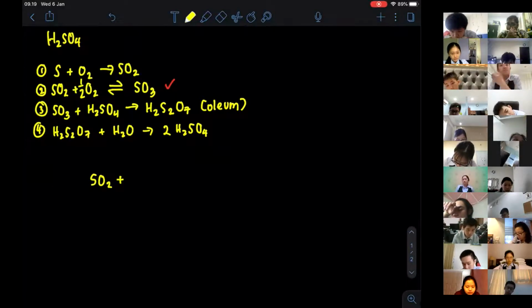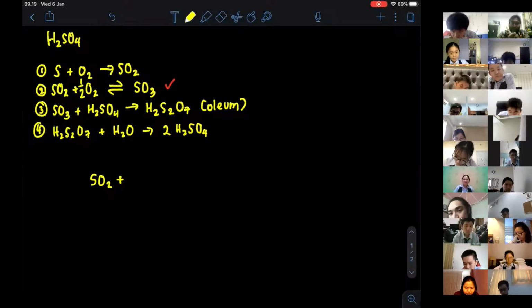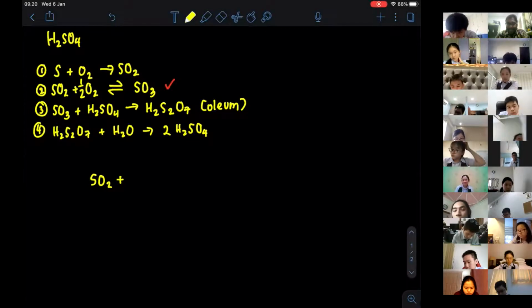Because the amount of sulfur trioxide that is going to be produced from step number 2 is too low. And if you have that small amount of sulfur trioxide, when you dissolve it with water, it's still going to be a reversible reaction. So it's still going to give you only a small amount of sulfuric acid. It's still not a complete reaction, so the production is going to be quite low.